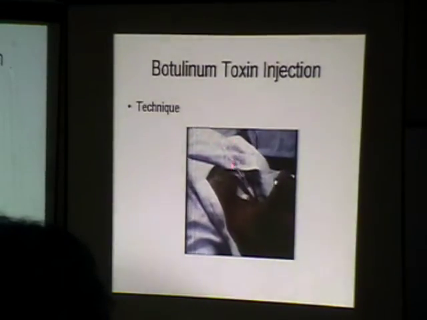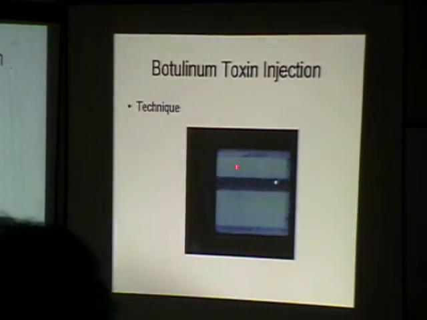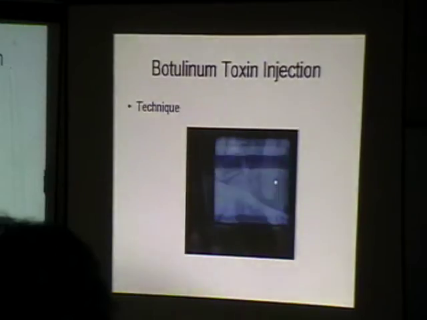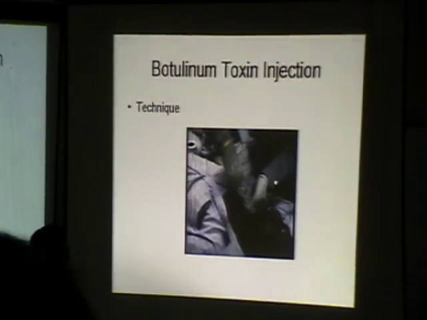Then look at the EMG monitor. When the patient phonates, you can see big action potentials, which means the needle is in the thyroarytenoid muscle. Then you can connect the botulinum toxin and inject.